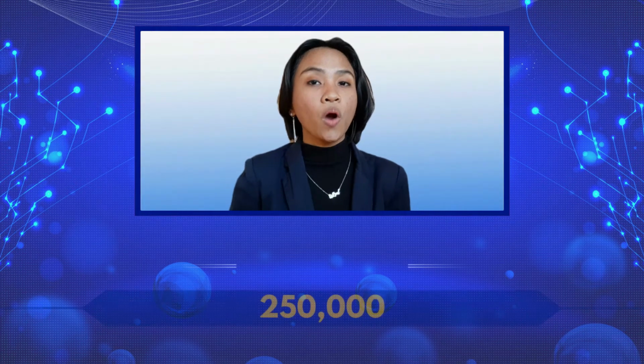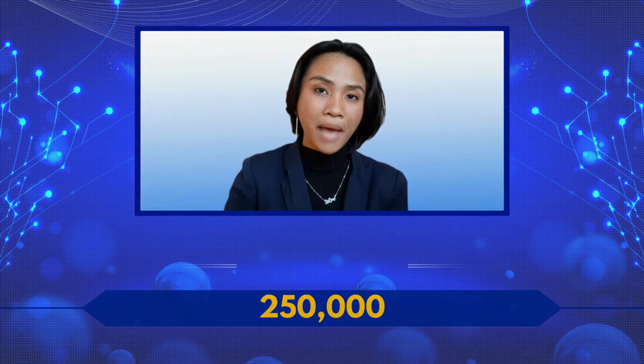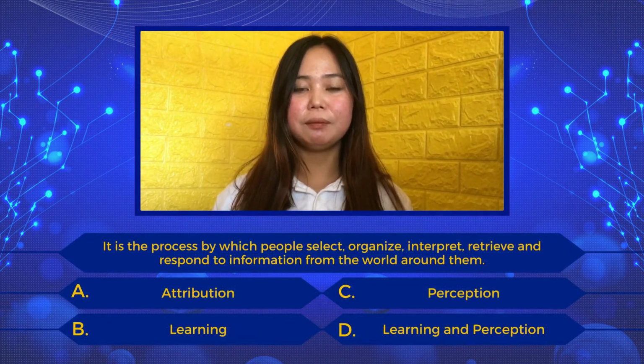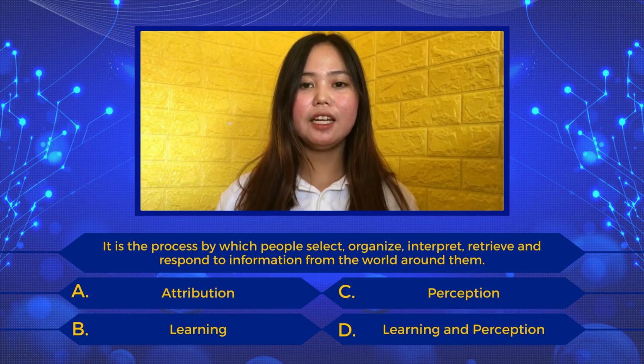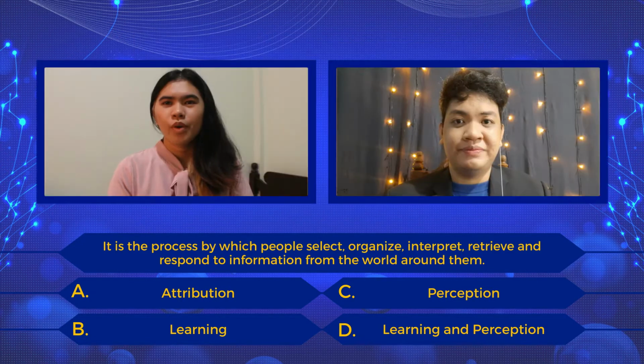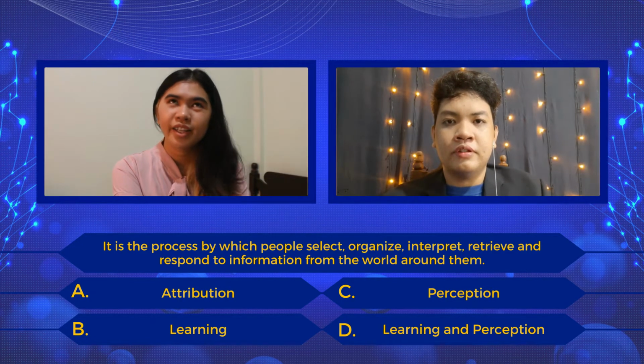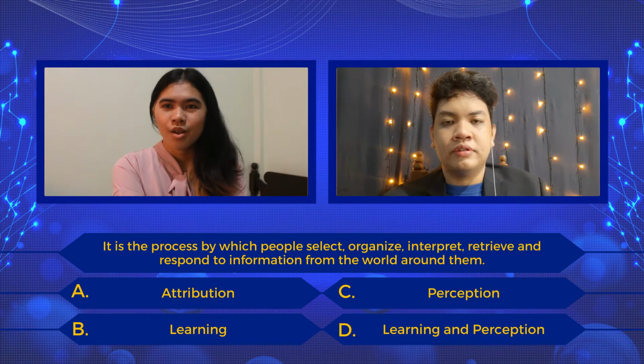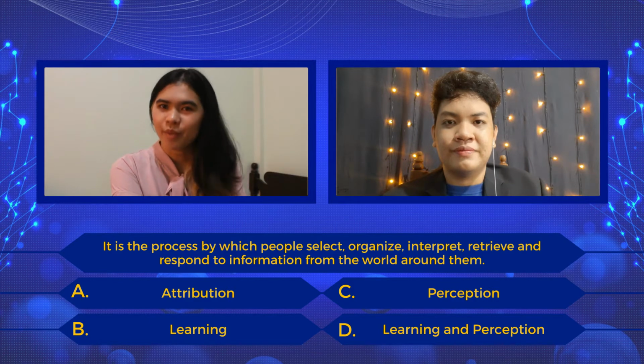Now, let's move on to the 11th question worth 250,000 pesos. Almira, kindly proceed to the question. It is the process by which people select, organize, interpret, retrieve, and respond to information from the world around them. A. Attribution. B. Learning. C. Perception. D. Learning and perception. We're already done with learning and attribution and we already know the meaning of the two. So, I'll go with letter C, perception.